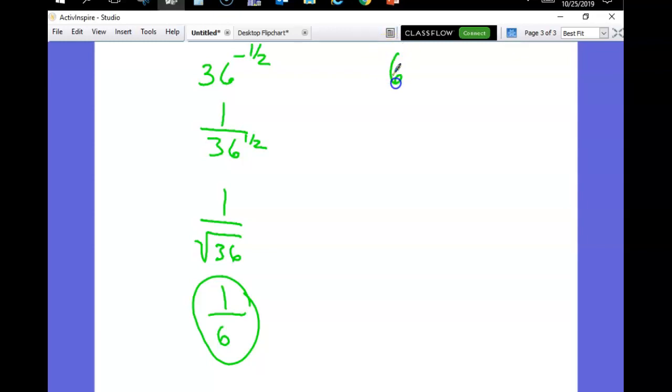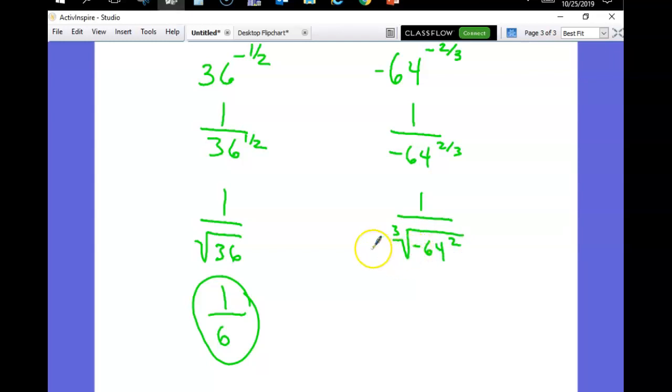The next one was negative 64 to the what? Negative 2/3. Okay, so first of all, step 1 is to make a reciprocal with a positive exponent. That's the negative exponent rule. Step 2 is to change it into radical form. It's the cube root of negative 64 squared. Now here's where a lot of people probably went wrong. You probably took the negative out because you were thinking, okay, Bailey said odd root, negative, just pull that negative out, right? Doesn't work here.